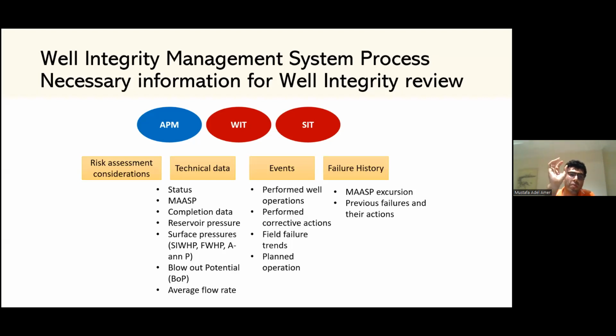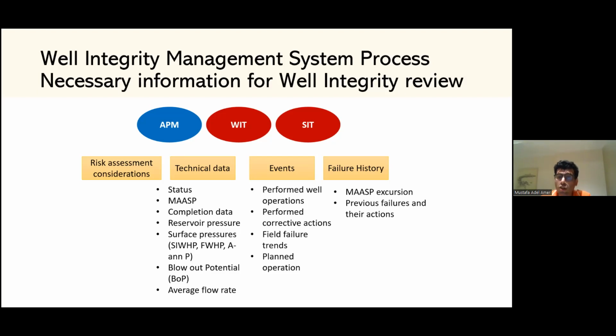After we perform our annulus pressure monitoring exercise, the WHT, the set, the annulus pressure, we said we do it monthly. The WHT we do every year, and the set we do every 4 years. Then we combine the failure histories we have in the system. When the MAASP reached its safe limit, we look at the previous failure reports. We look at when operations were performed on the wells, when corrective actions were completed.